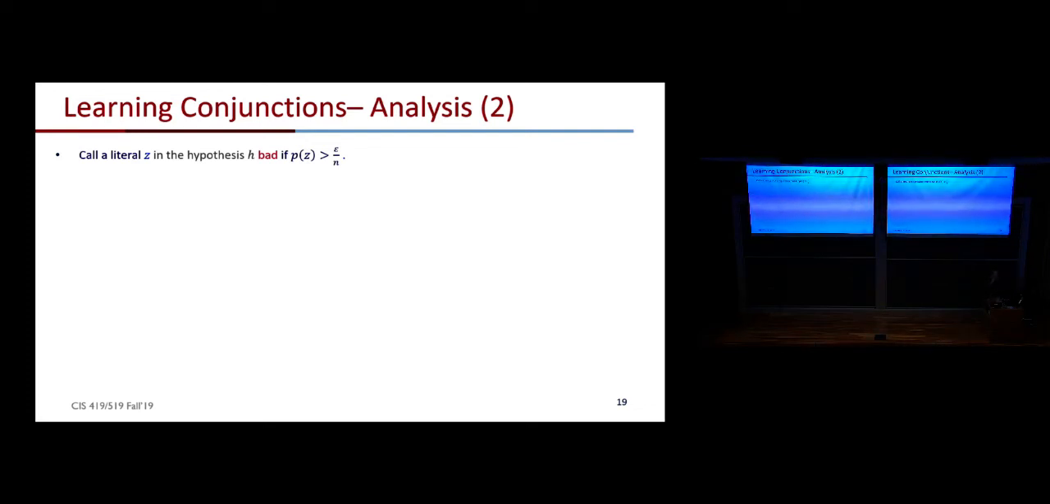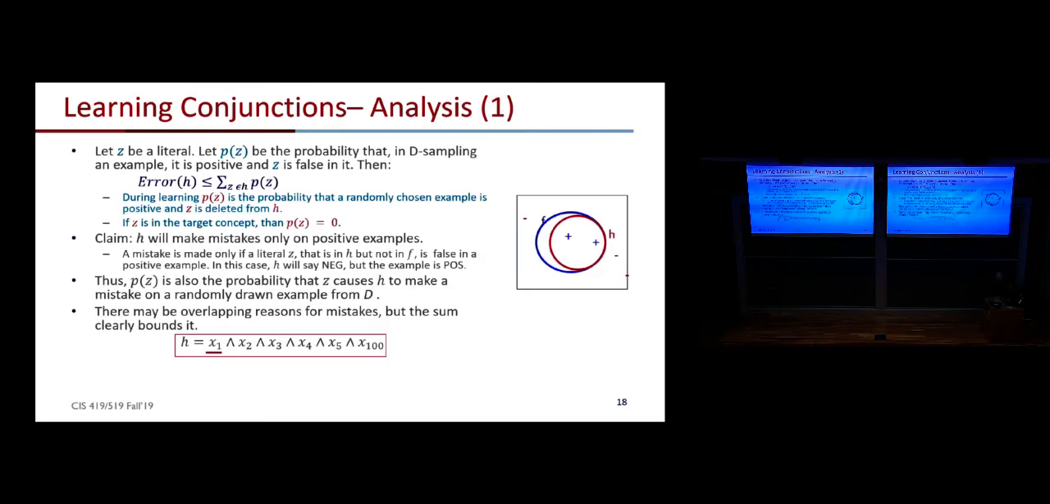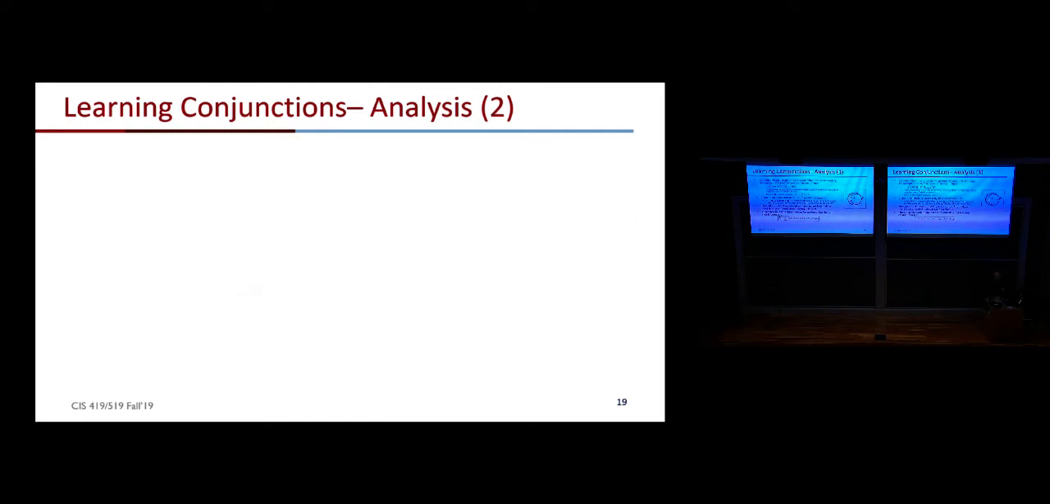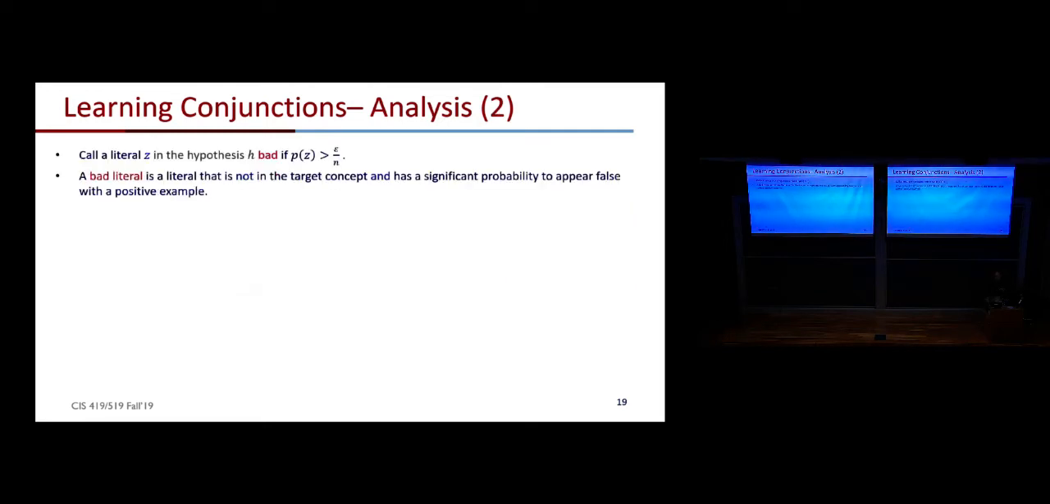I'm going to call it bad if p of z is greater than epsilon over n. Why is that? Because this way, I can bound the overall error to be less than epsilon. That's my goal. I want to make sure that the overall error, remember that I defined here, error of h, I want this to be less than epsilon. We'll choose epsilon as you wish.